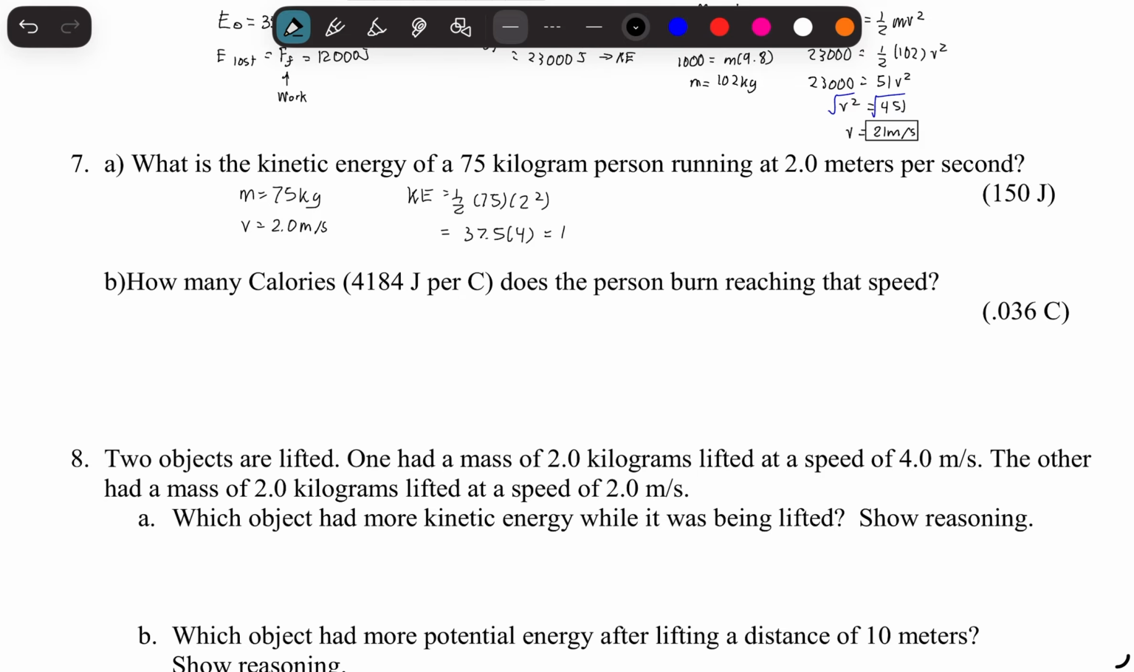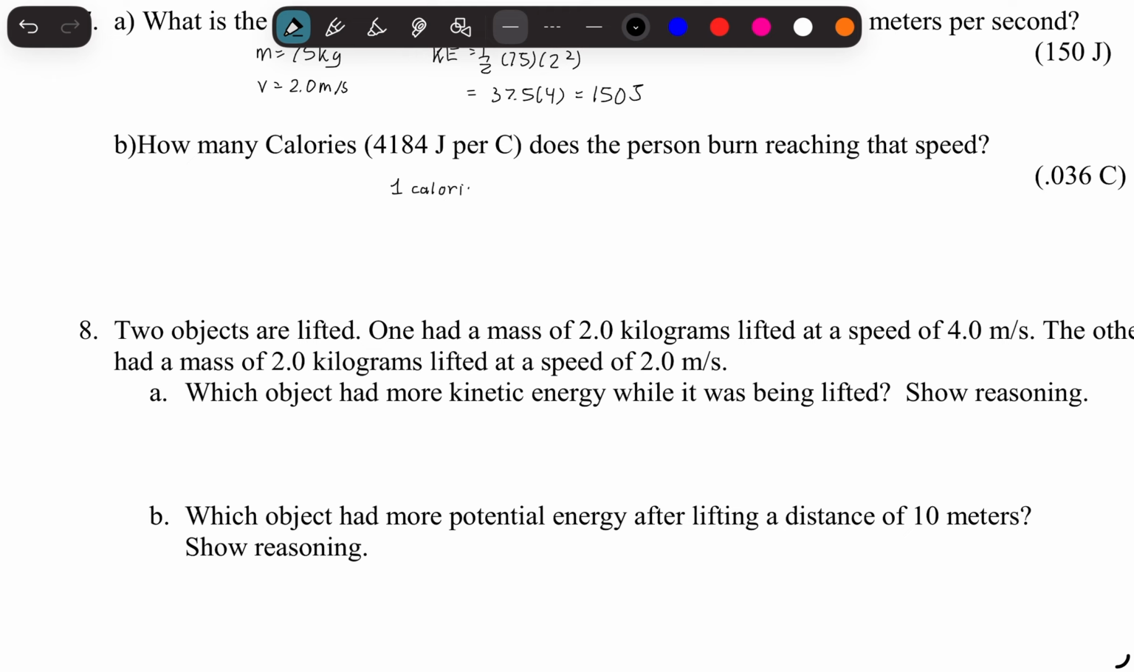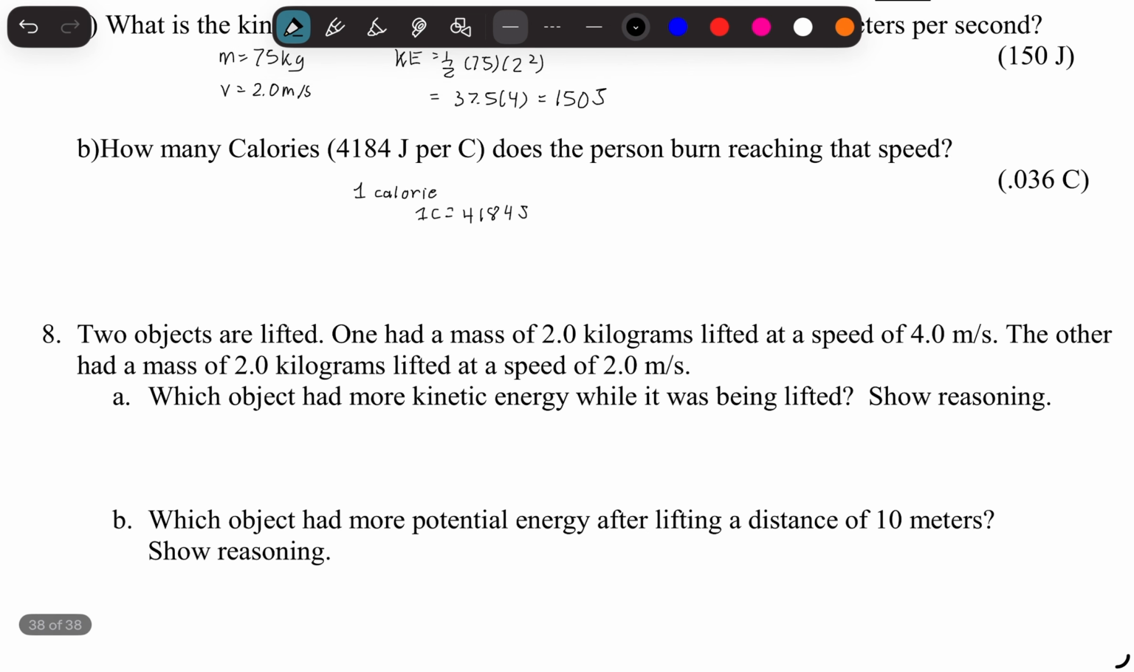Now, we need to convert into calories. So we know that 1 calorie, 1 C, is going to be equal to 4,184 joules, as is given. So we just take our answer, which was 150 joules, and we divide that by 4,184, which is going to be this, and that's going to be 0.036 C.